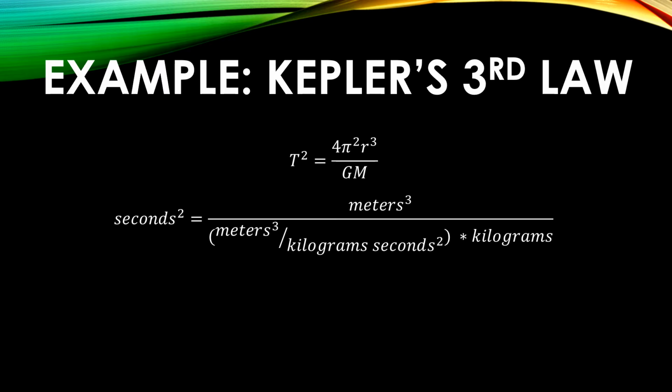So if we break this down into the units it's measured in, we have seconds squared equals meters cubed over kilogram seconds squared times kilograms. Now if we turn that into our base quantities, we have time squared equals length cubed over mass time squared times mass. And if we cancel out the lengths, cancel out the masses, we're left with 1 over time squared, which is just equal to time squared.